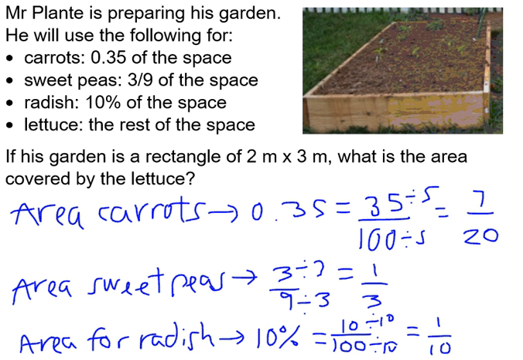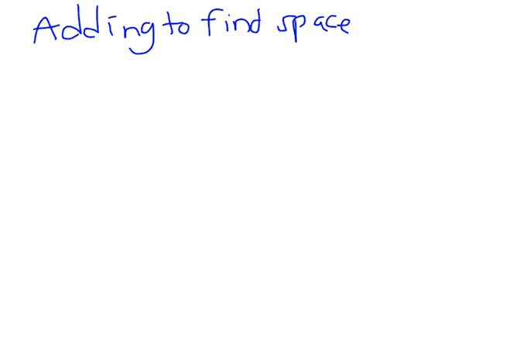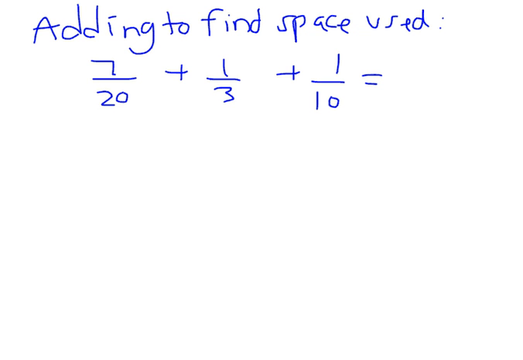So to be able to find the rest of the space, let's find out what's the area covered by these three. So we're going to be adding to find the space used. So we want to add 7 over 20 with 1/3 and 1/10. Let's find out what the space that is used.